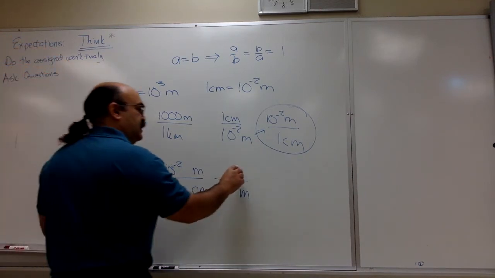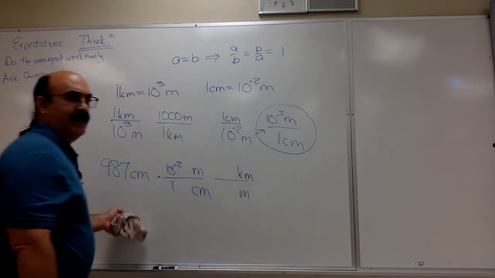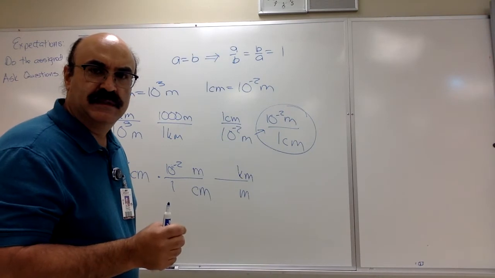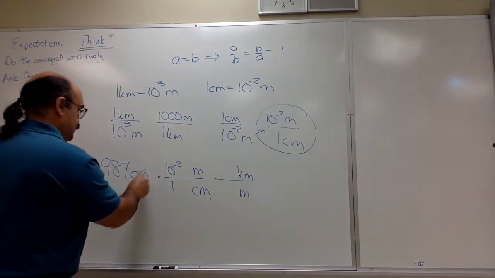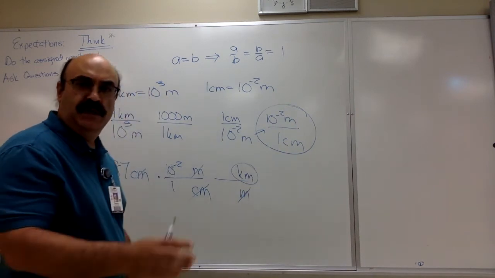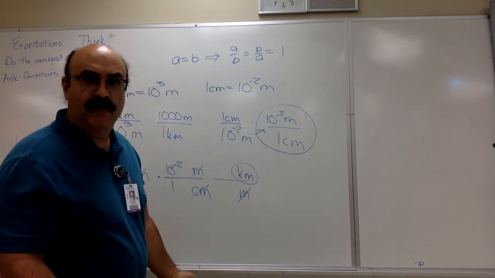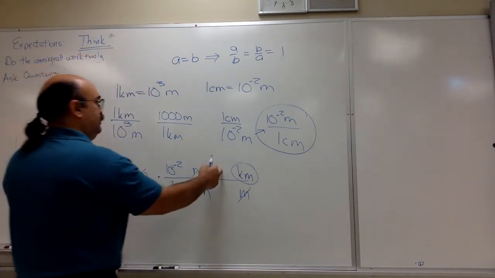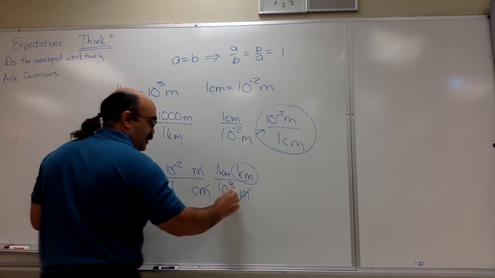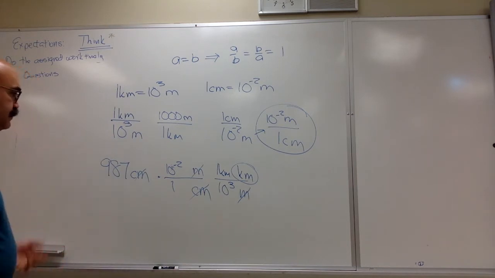That tells me then kilometers shows up in the numerator. Just looking at my dimensions, I get the correct unit. That's called dimensional analysis. It's a very powerful little tool. Then I just fill in the blank here. 1 kilometer per 1,000 meters. Now I do the work.